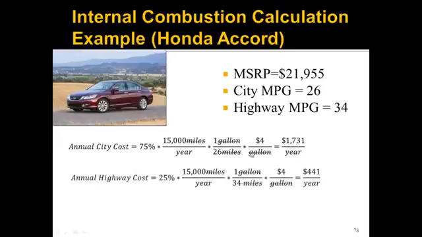We do the same exact thing for highway cost. So 25%, 15,000 miles per year, and the miles per gallon here. And we get $441 per year. So it's a total of a little bit over $2,172 to drive this Honda Accord.